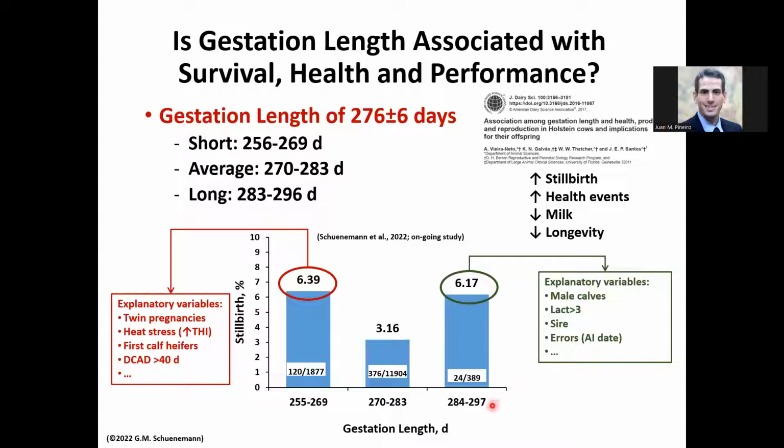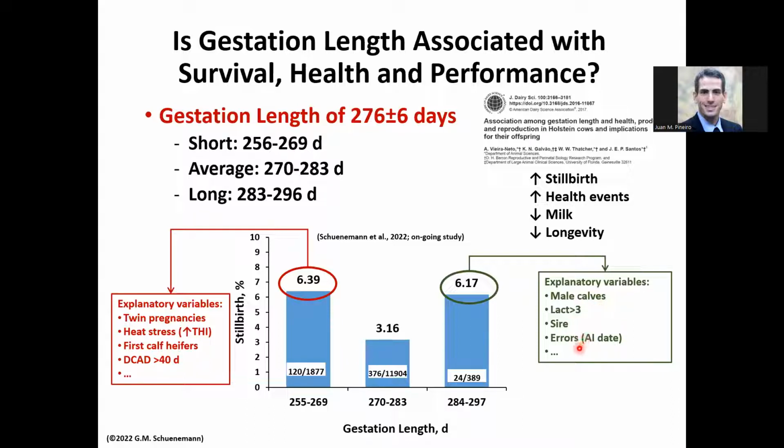When you look at the longer gestation length, the explanatory variables are a little bit different. Here is when we see the male calf. Male calf is usually heavier, and the heavier it is, the longer it takes for the calf to mature inside the uterus. And you see in that group older cows, mature cows. It could be a side effect, because it's associated with either male or bigger calf.